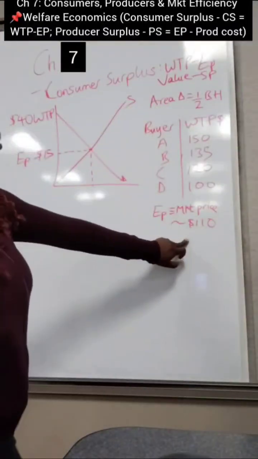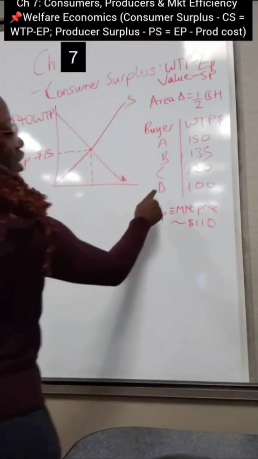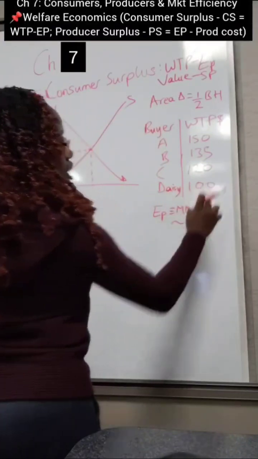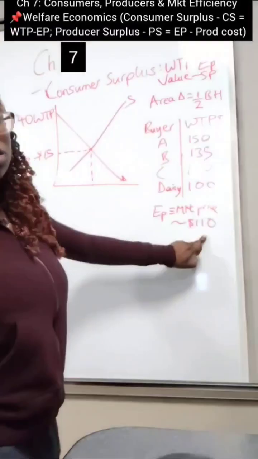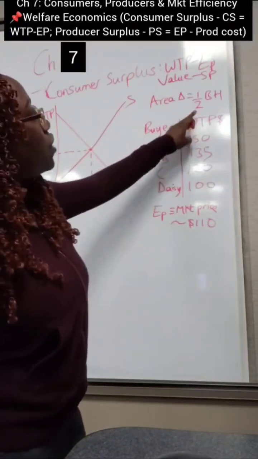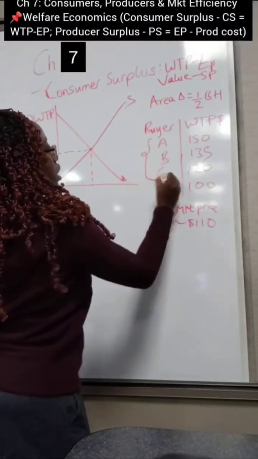Okay, so the market price is $110, but buyer D, let's say Daisy, is only willing to pay $100. So therefore she can't afford to buy this good, right? So Daisy is automatically out of the market. But buyers A, B, and C all have a higher willingness to pay than the market price. So these 3 buyers are going to remain in the market.